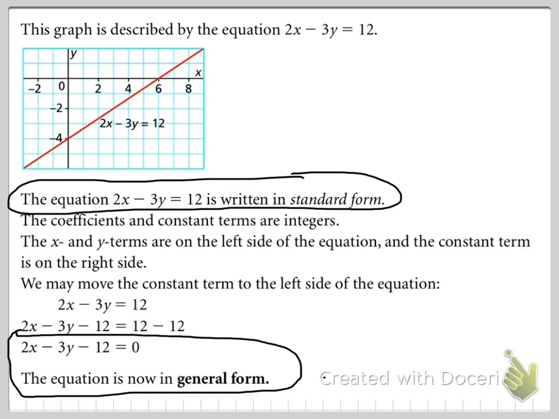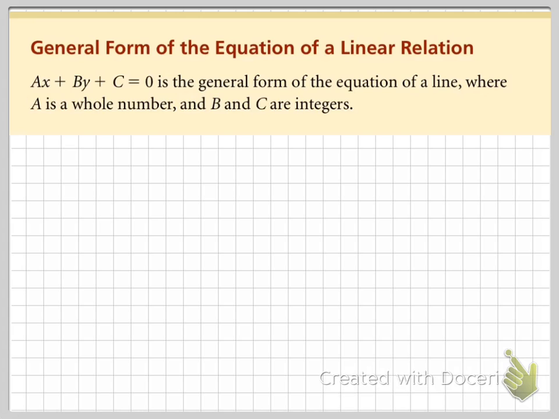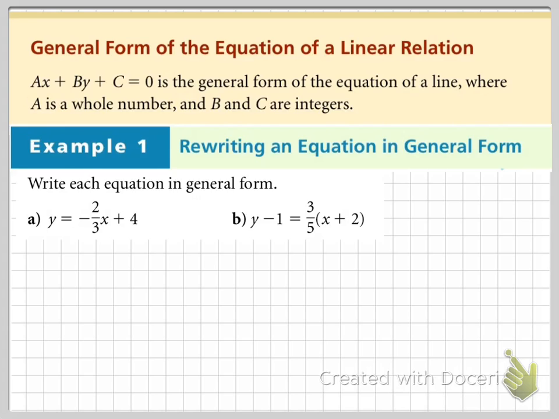Welcome back. We're on topic 6.6, the last topic in chapter 6. And again, just to repeat, the equation 2x minus 3y equals 12 is written in standard form. And when you subtract 12 from both sides, you're going to get 2x minus 3y minus 12 is equal to 0. And that equation is now in general form. So the general form of an equation is ax plus by plus c equals 0. A is a whole number, b and c are going to be integers.